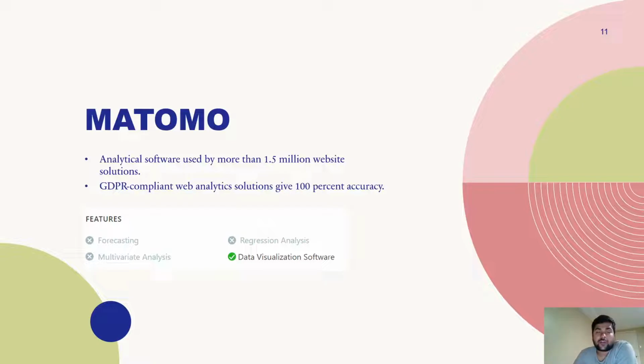Another software is Matomo. This is the analytical software which is used by more than 1.5 million website solutions. This software is basically used for visualization purposes rather than regression or multivariate analysis or forecasting. So this is specifically targeted toward the people who want to visualize the data rather than do some analysis.